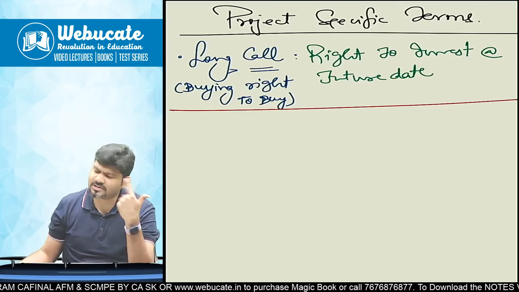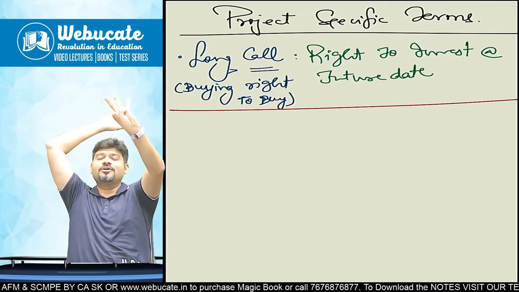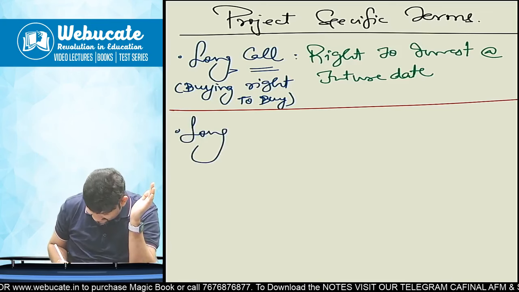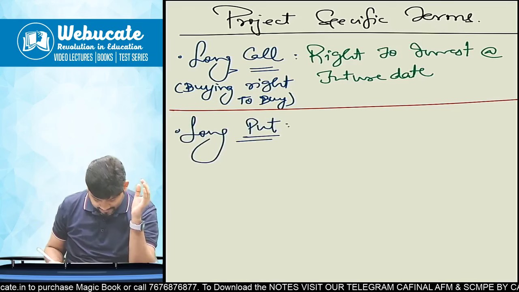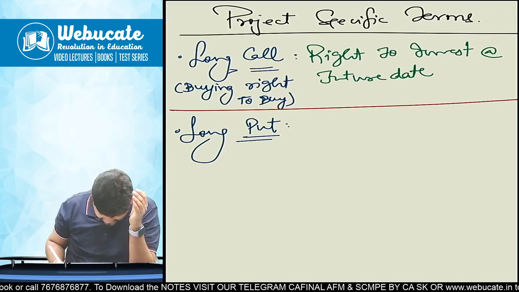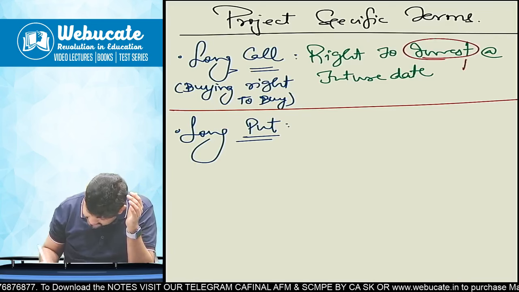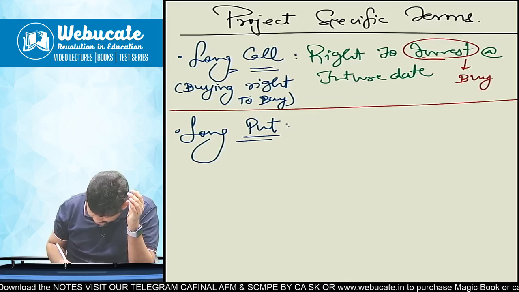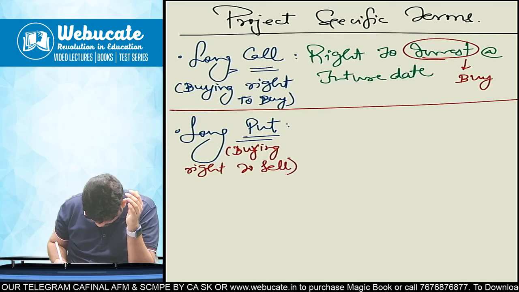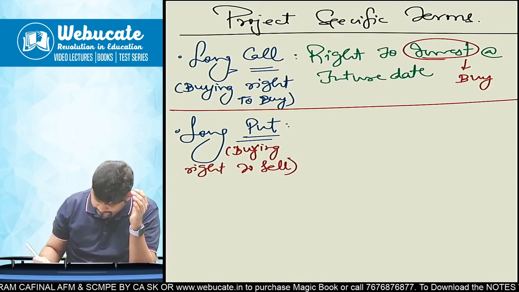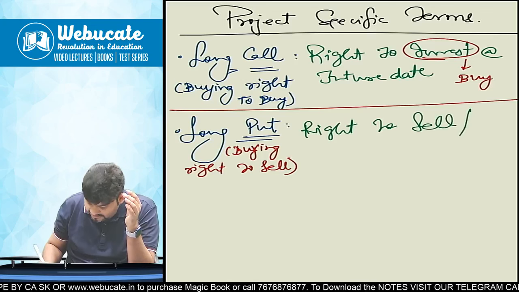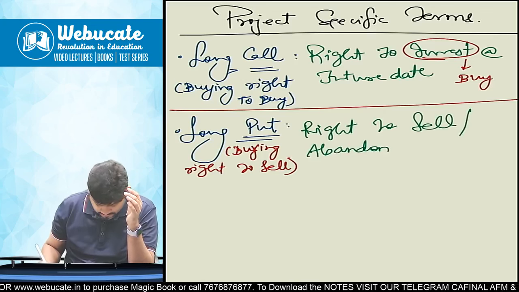Then, long call. Now start using your brains. Four things are going to be used: long, short, call, put. So if it is long call, the other will be long put. Correct. Buying a right to sell. So your right to invest basically means right to buy. You're buying a right to sell. So here it will be right to sell or abandon at a future date.